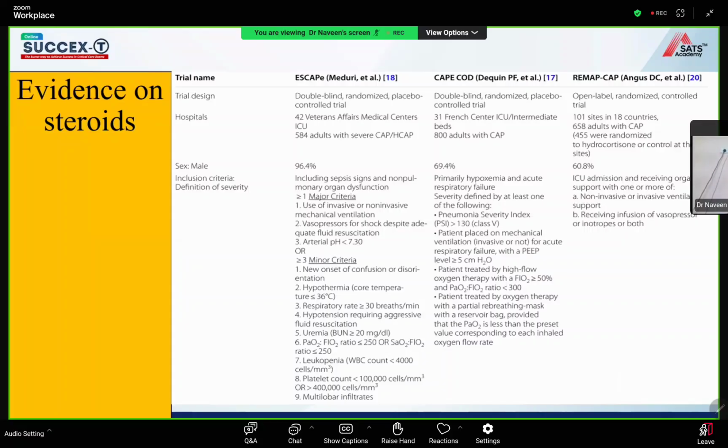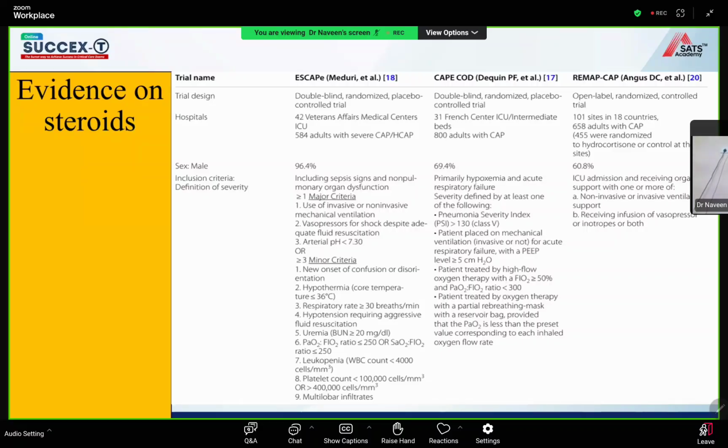And what is the evidence of steroids in CAP? These are the 3 landmark studies which have been done on steroids in CAP: ESCAPE, CAPE COD, and REMAP-CAP. These are well conducted, multi-centric RCTs done in the US, France, and multiple centers, where each has its own flaws. ESCAPE is a negative study, whereas CAPE COD is a positive study. REMAP-CAP is a neutral study, but a trend towards harm has been shown. We will go into detail.